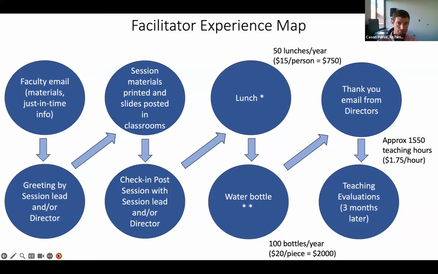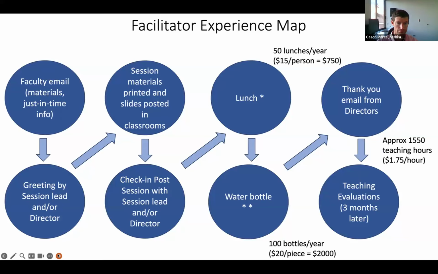So how much does this cost? I think that recognizing that we don't have significant financial resources, we provide about 100 water bottles a year because roughly 100 teachers teach more than one session, and approximately $20 a piece. That's about $2,000 a year.